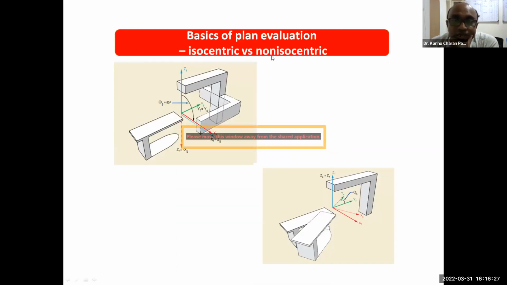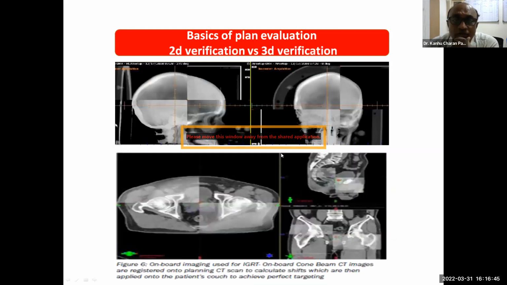There is another thing, isocentric versus non-isocentric. In isocentric there is no couch movement at all. In non-isocentric there is a couch movement, so if you want more conformality, you can do the couch movements. Plan evaluation and treatment verification you can do by either 2D verification or 3D verification. 2D verification is X-ray based, and 3D verification is CT based, even MRI based. So these are the main things you should understand before going to the plan evaluation.